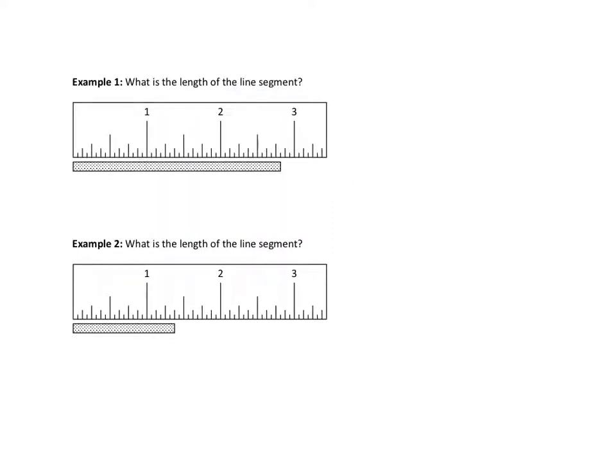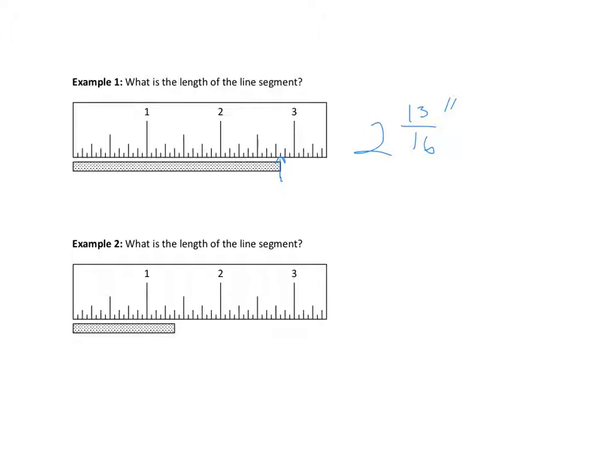So here's example 1. What is the length of the line segment? If I look really closely at this, I can see that that line segment ends on one of the tiniest notches, so it's going to be 1/16, and I could count from the 2 and I could count up, or I could count down from the 3 inches and go down 3 from 16. Either way, I'll see that I'm at 2 and 13/16 of an inch.